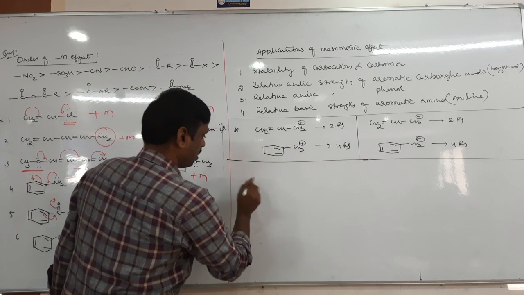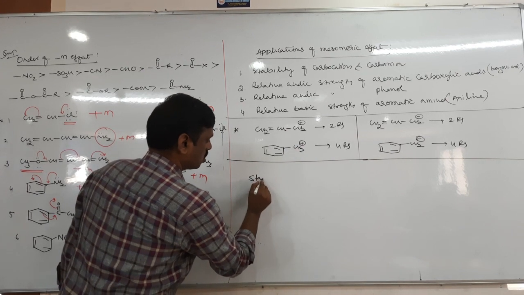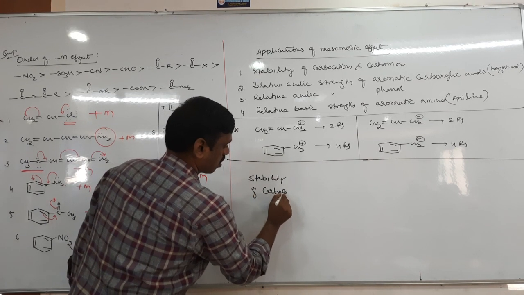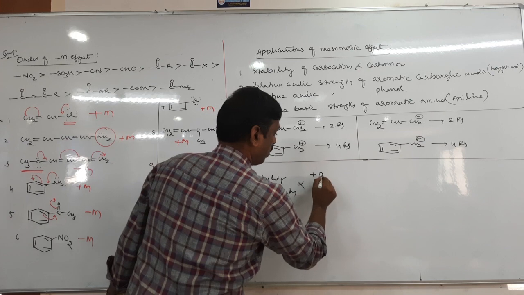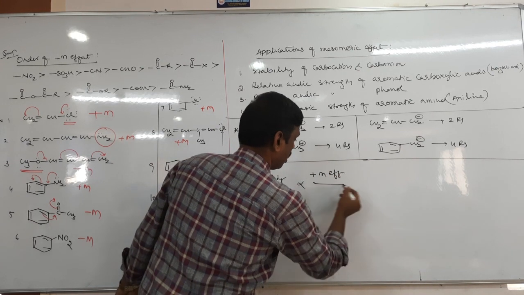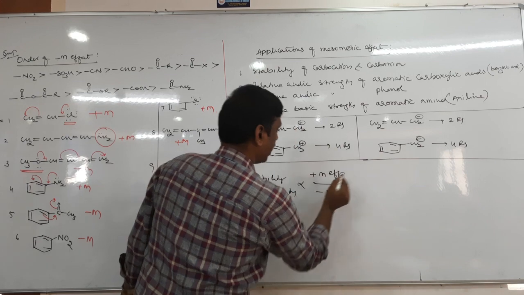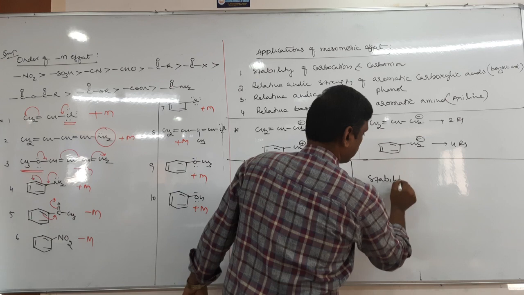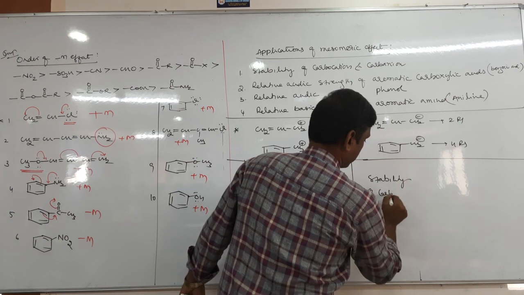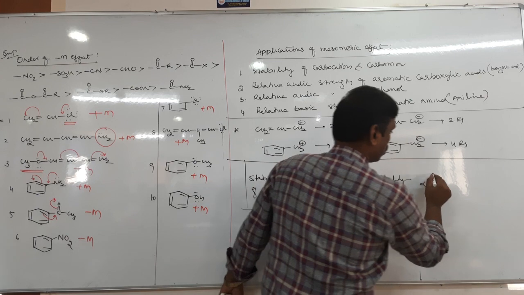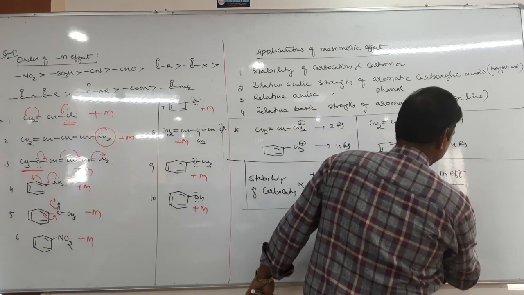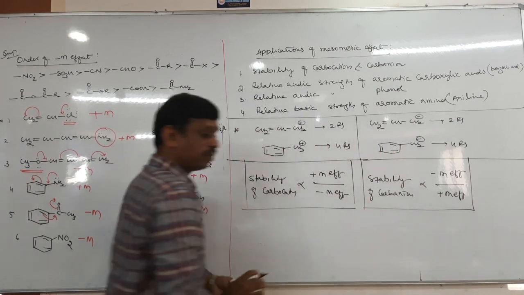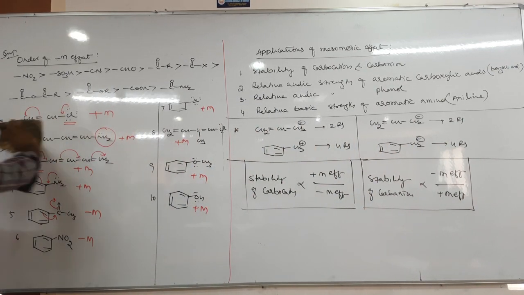Now next important point: let us see stability of carbocation. It is directly proportional to plus M effect. Yes or no? Inversely proportional to minus M effect. Next, what about stability of carbanion? It is directly proportional to minus M effect, but inversely proportional to plus M effect. We will see the examples. Only examples are important. You need to identify the answers.